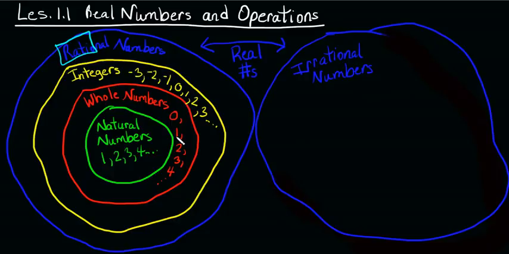All right, so I'm going to put just a few examples. A few examples of rational numbers would maybe be 0.25, because it ends right there. It can be turned into a fraction.